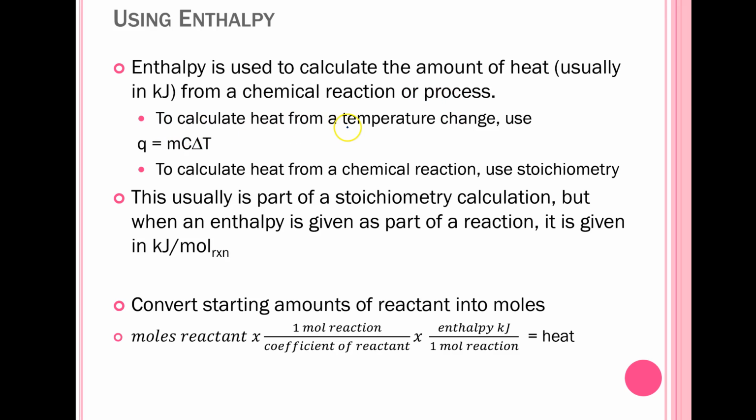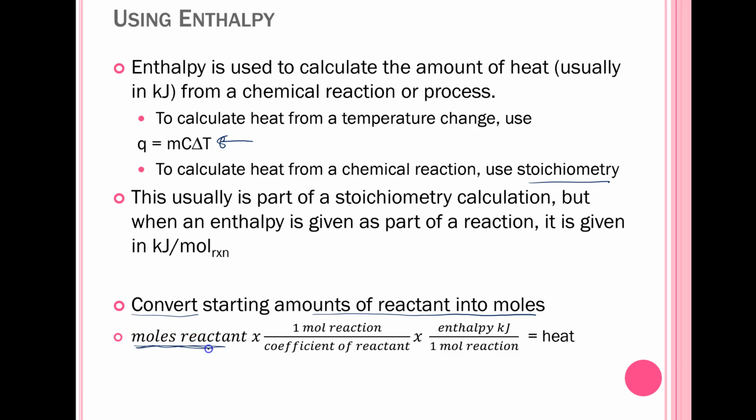If you're going to calculate heat from a temperature change, you want to use this equation. But if you're calculating heat from a chemical reaction, you're going to use stoichiometry, and I'll show you how that works. This usually is part of a stoichiometry calculation, but when enthalpy is given as part of a reaction, it's kilojoules per mole of reaction. So whatever you start with, you're going to convert into moles. So it could be a gas law, PV = nRT. You could be dealing with grams, particles, liters and molarity. Okay? It doesn't matter.